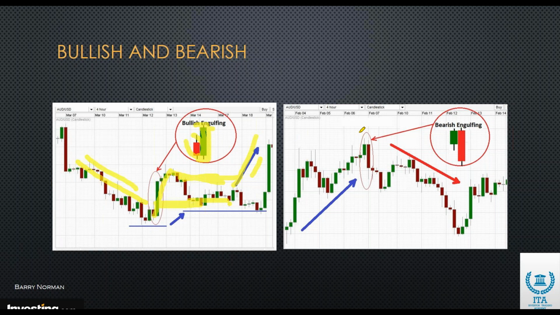You have the exact reverse. When you're moving in an uptrend, you get the bearish engulfing. In this case, it moved down a little bit, went into a consolidation area, and then started the downtrend. But it means that the current trend that we were in has ended. Okay, so what's happened is the market has shifted from bearish to bullish.